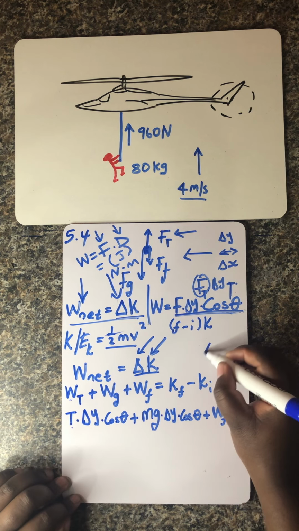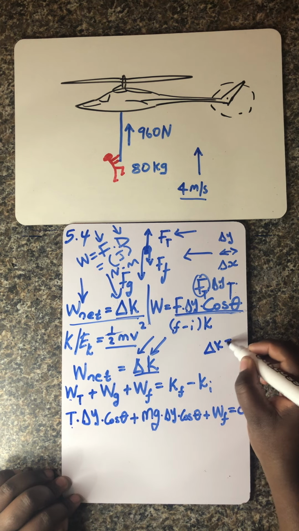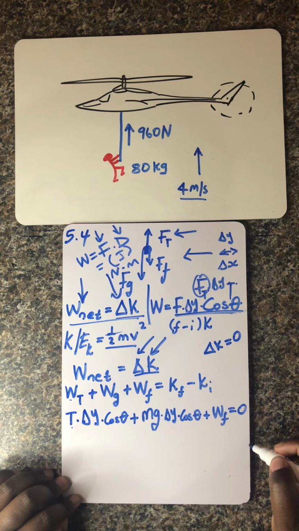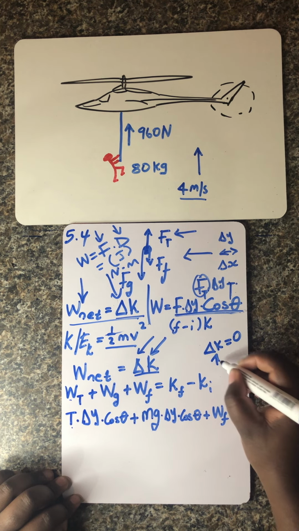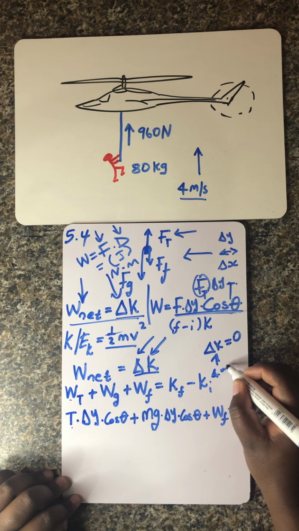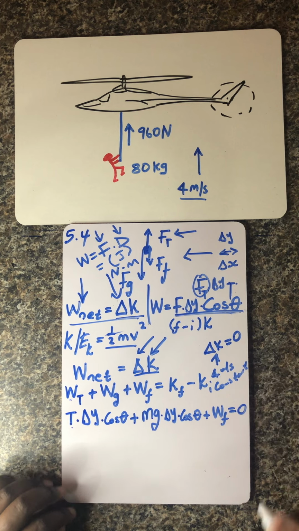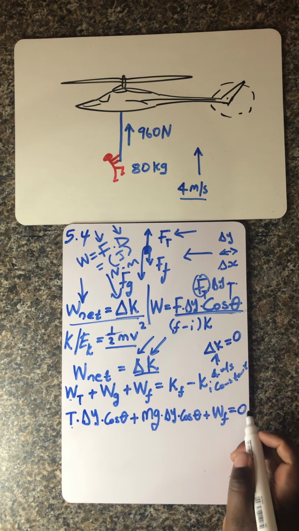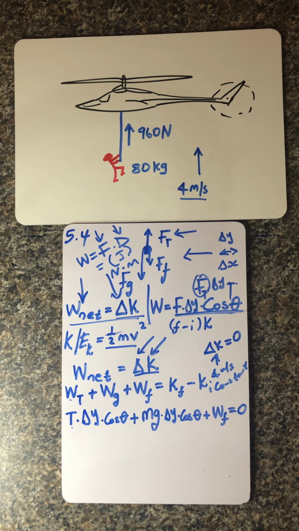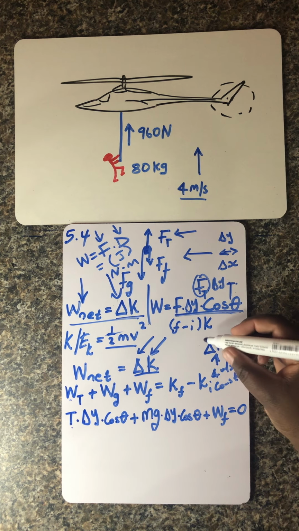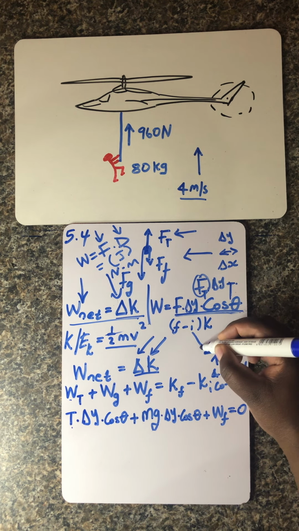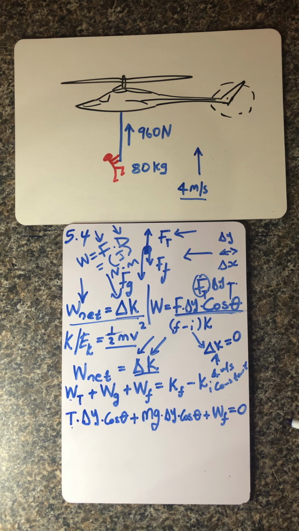So that means delta K is equal to 0. Why is it equal to 0? It's because the speed of 4 meters per second is constant. Okay, that's what makes it 0 there. Also, ladies and gentlemen, please do make sure that you fully understand the meaning of delta and what it does to the formula.